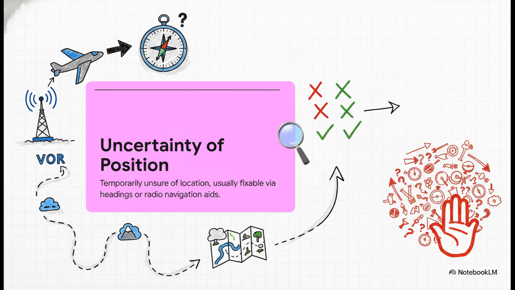Being temporarily uncertain of your position is totally normal. It just means a landmark didn't show up out your window at the exact minute you expected. You can usually fix that right up by checking a VOR radial or spotting the next town. That is completely different from actually being lost, which usually happens because a whole chain of minor errors got ignored.